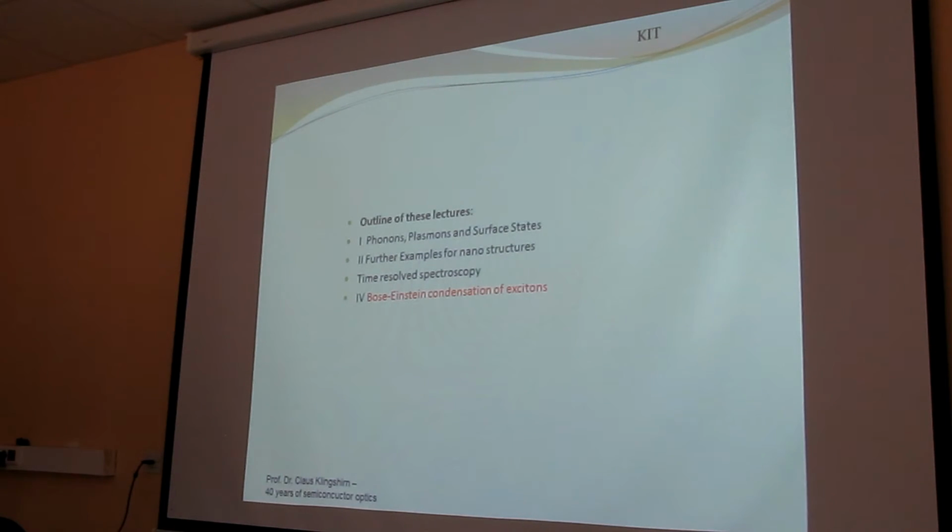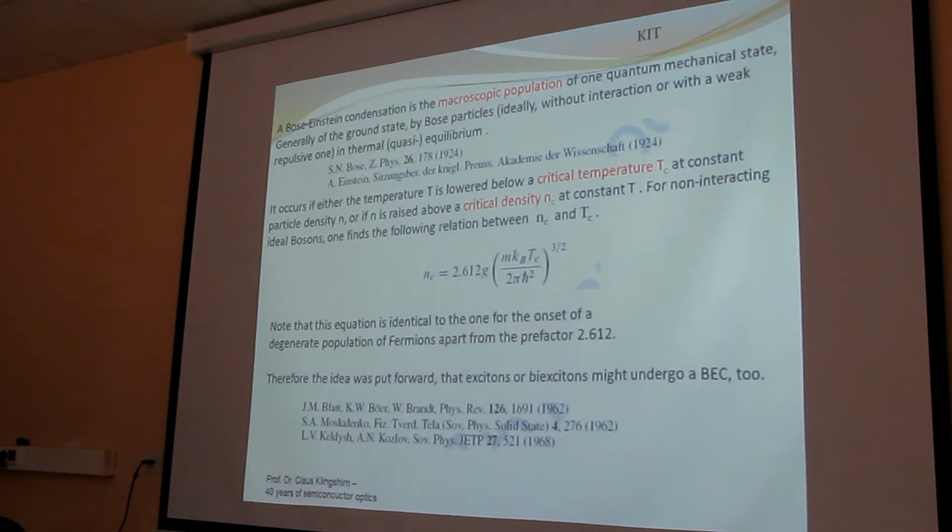So I come to the... how much time is it? Oh, okay. 15 minutes for Bose-Einstein condensation. Okay, what is a Bose-Einstein condensation? You would expect that you create a population of excitons or pi-excitons or whatever else, and if you go at a constant temperature above a critical density, or at a constant density below a critical temperature, you get a spontaneous population of one state, generally the ground state.